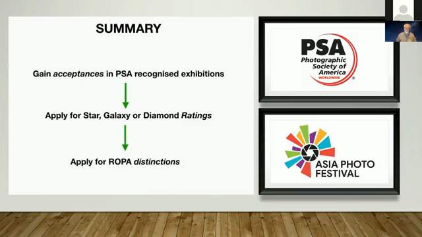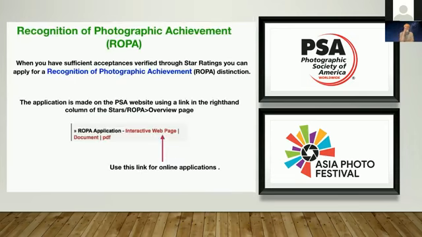Now, for applying for the ROPA distinctions, you just go to the website and you'll find on that Stars ROPA page that I mentioned before, the Stars ROPA overview page, you'll see this link. It says a ROPA application, interactive web page, or you can do it by a document if you like, but it's better to do it online, the interactive web page. So you just click on that link and that will take you to a page where you put in your name and your PSA membership number and so on, and details about your acceptances.